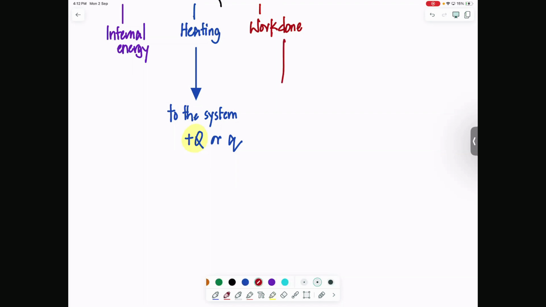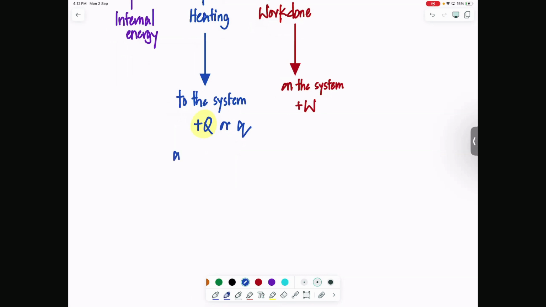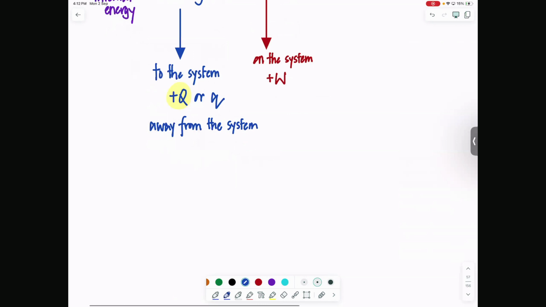And when it comes to work done, if work is done on the system, so you're doing work on the system, you're providing energy to the system, right? So you can keep it plus W. Similarly, if heat is taken away from the system, instead of to the system, away from the system, what happens to your Q value? It's going to be minus Q. Okay, so a decrease. For that, capital Q is used, but we'll just use minus Q here. And this is work done by the system.